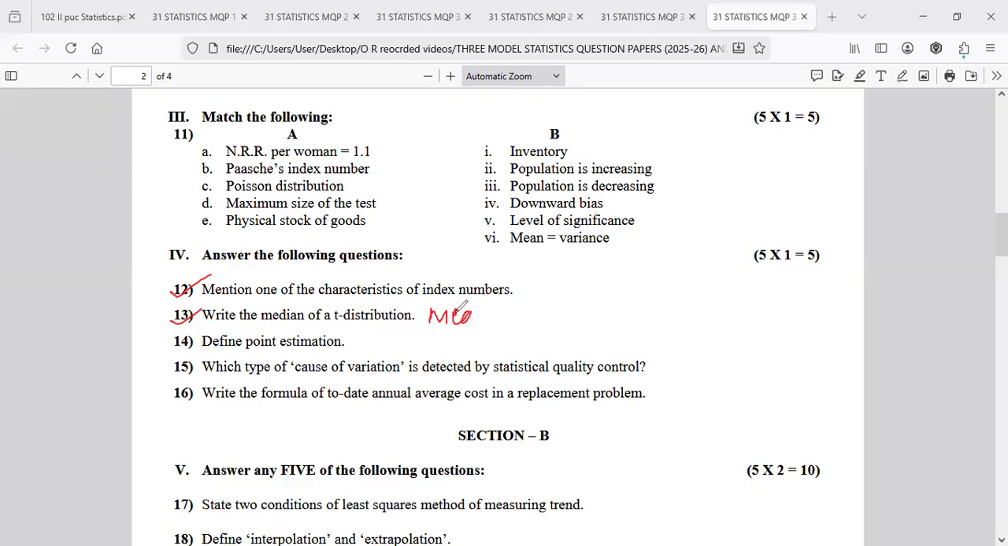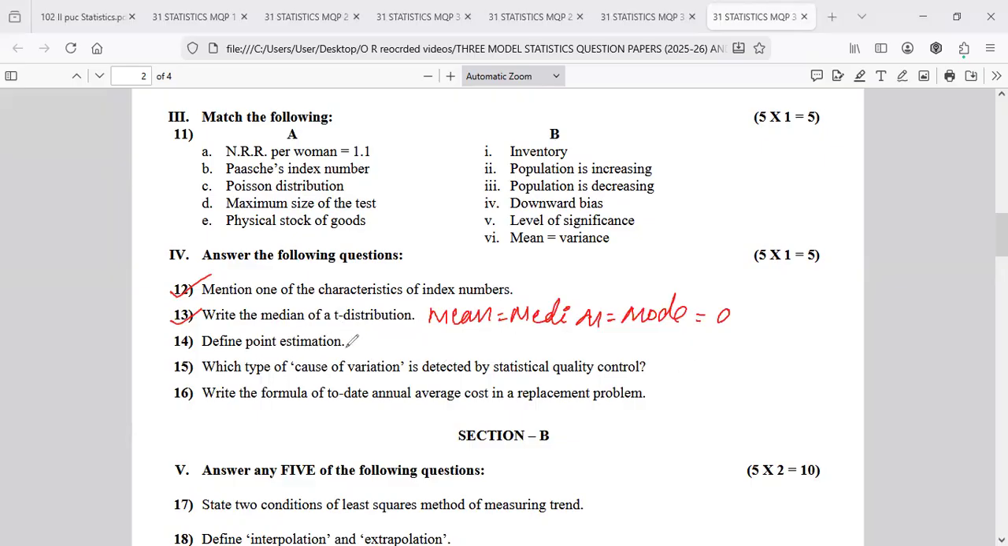The 13th one, median of t distribution. Here, remember, mean is equal to median is equal to mode is equal to 0. Last year, same question asked. Nobody has written. Many people got 79. I don't know why you people are confusing. So mean, median, mode are 0 there. Just remember chi-square and the student t property there.